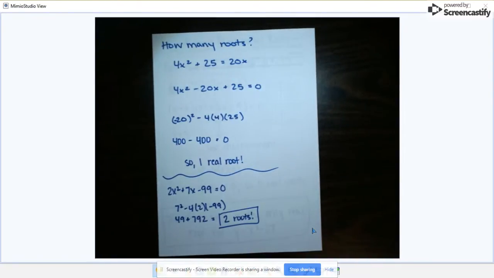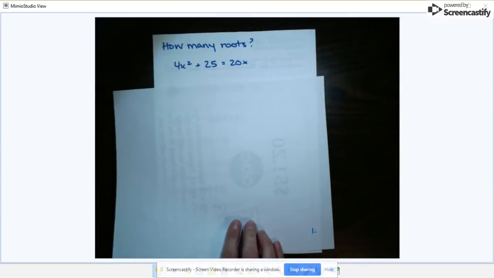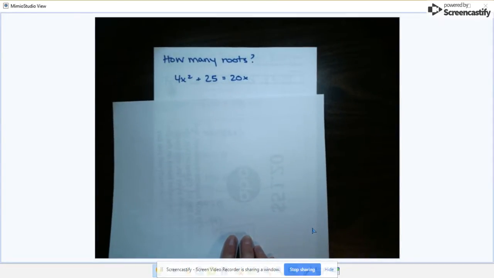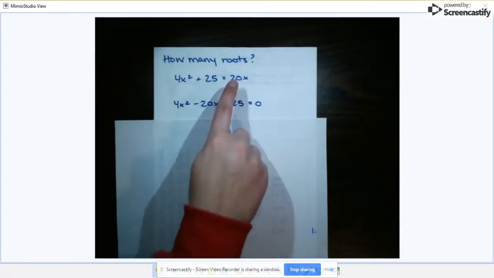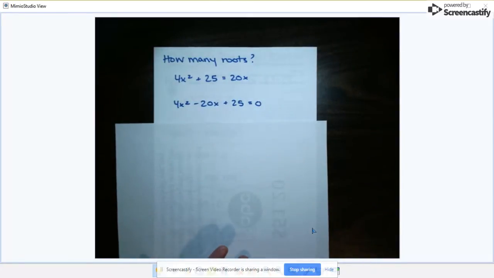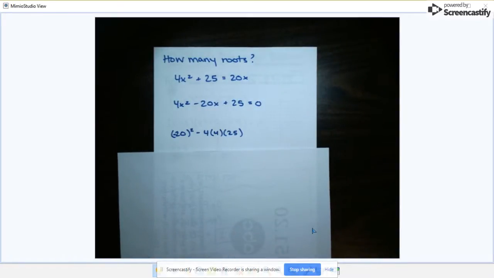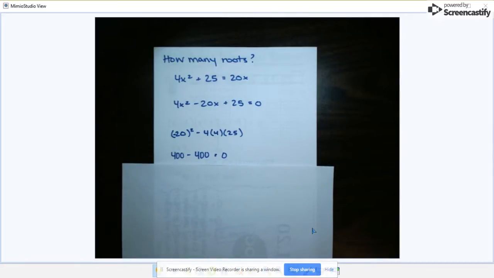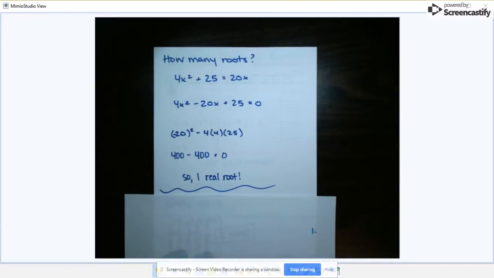So let's look at a couple of examples. We're going to ask ourselves, how many roots does this quadratic have? Well, first of all, I need to put it in standard form. So I subtract my 20x to the left side so that I set it equal to 0. And now I can do that b squared minus 4ac. So I plug my numbers in. I get 400 minus 400. That obviously equals 0, so I'm going to have exactly 1 real root.